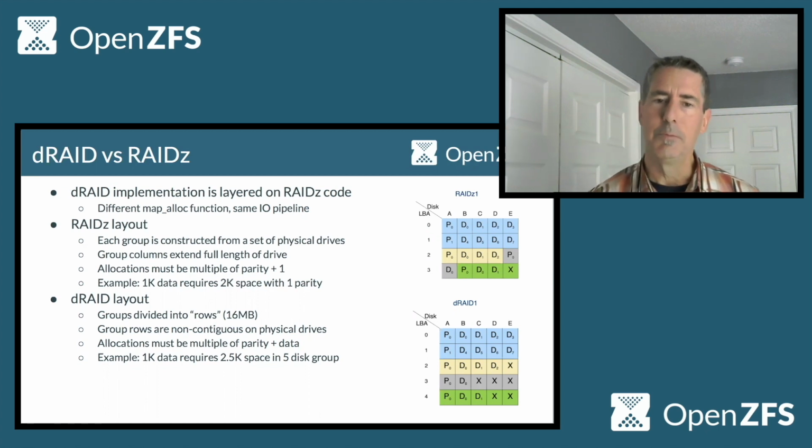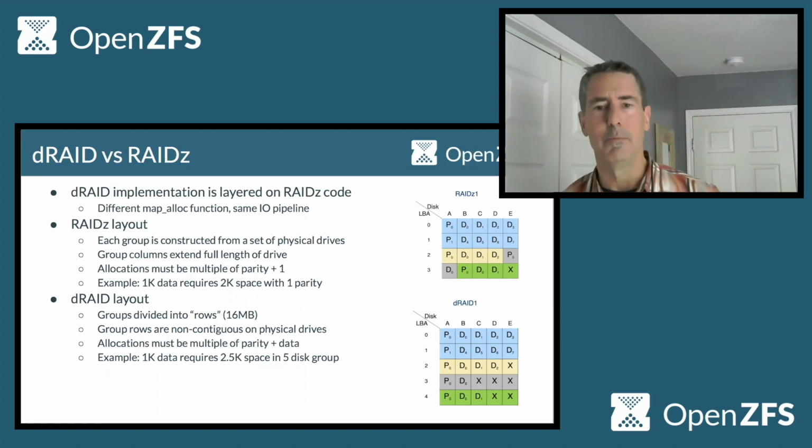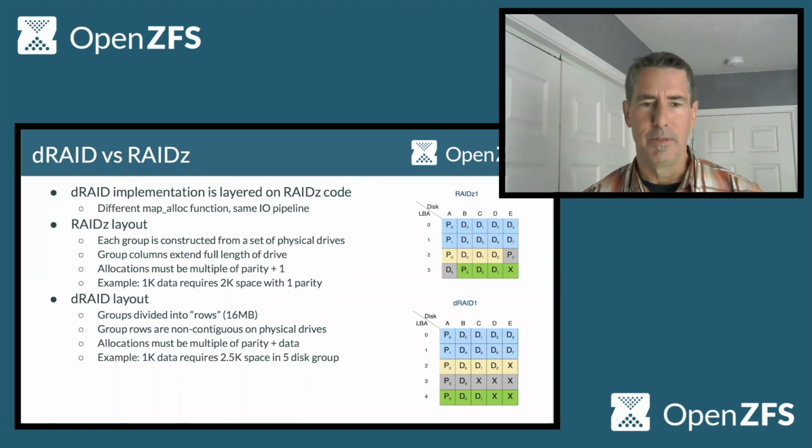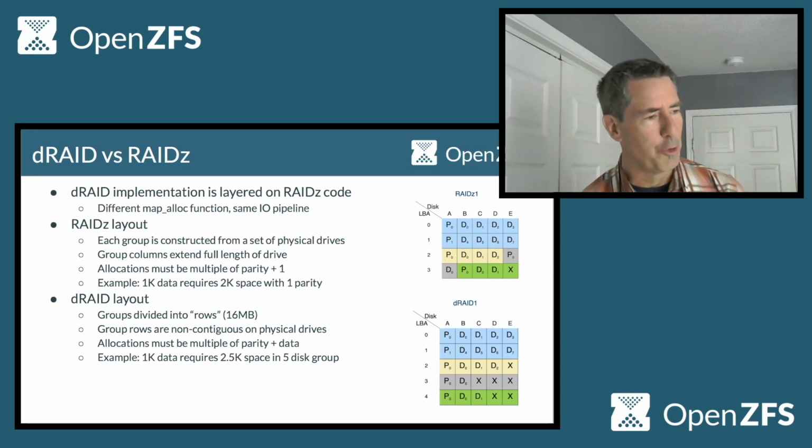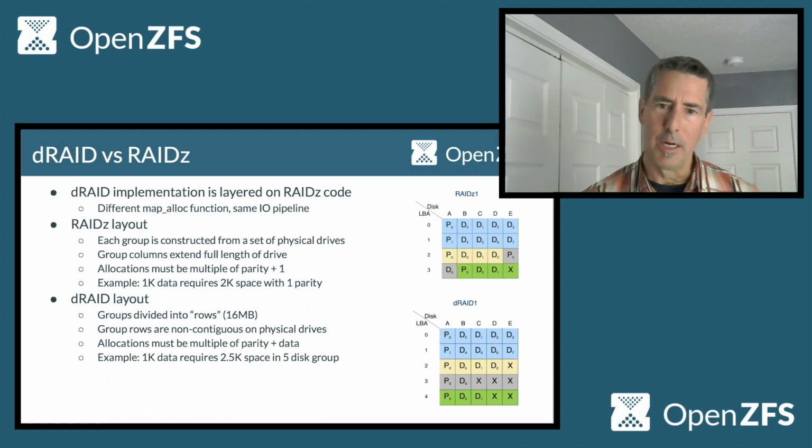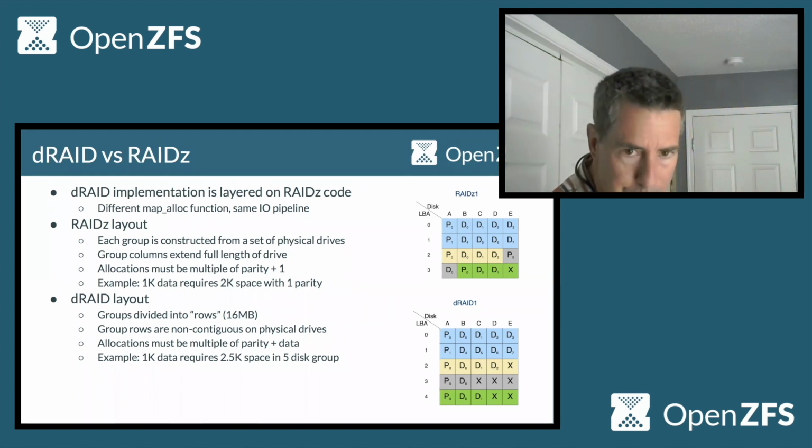And here allocations must be a multiple of parity plus data. So not just parity plus 1, but parity plus data. That means that for the same example, a 1K data is going to require 2.5K of space in a 5-disk group size group. And if the group was larger, say an 8-disk group, you'd have to have another 3 512 chunks in that allocation in order to align it appropriately to the dRAID constraints. And I'll talk about why that is here in a minute.